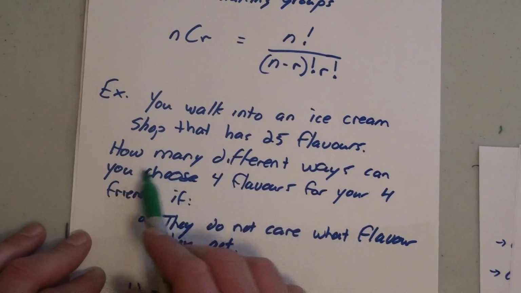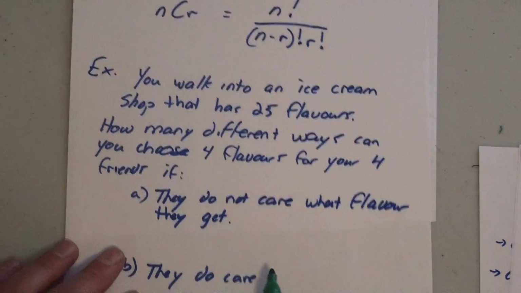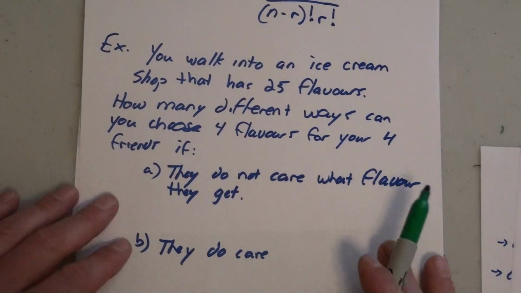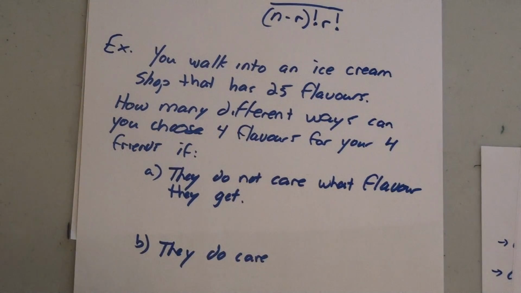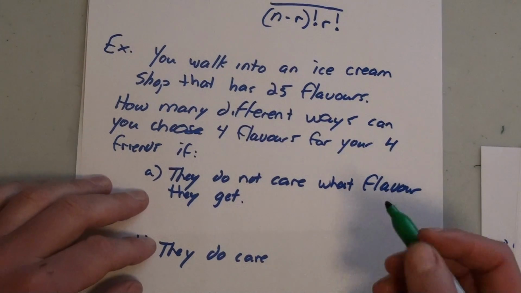First example we're going to use here is you walk into an ice cream shop that has 25 flavors. How many different ways can you choose 4 flavors for your 4 friends if, A, they do not care what flavor they get? They don't care what flavor they're going to get, just as long as they get a flavor. They don't care if the first person gets chocolate, the second person gets vanilla. They don't care what order it comes out, just as long as they get some ice cream.